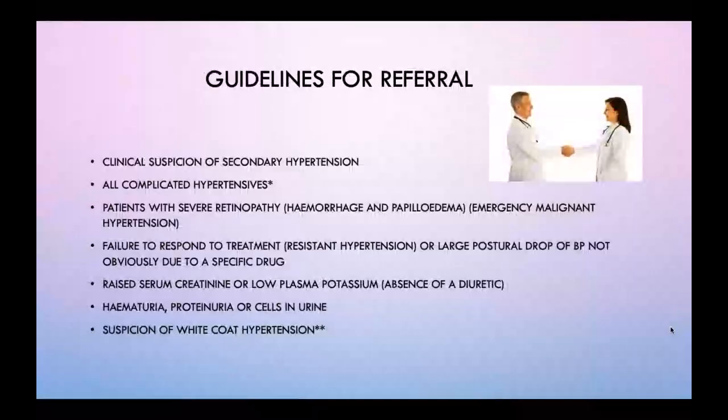Guidelines for referral: clinical suspicion of secondary hypertension or complicated hypertensives, patients with severe retinopathy, failure to respond to treatment, raised serum creatinine, hematuria, proteinuria, and I see there's suspicion of white coat hypertension listed here, but don't go referring your suspected white coat hypertensives. Your specialists will call you very angrily, because these blood pressure devices are so widely available, we can counsel the patients and ask them to come in with their readings and we can have a better idea and manage them accordingly.